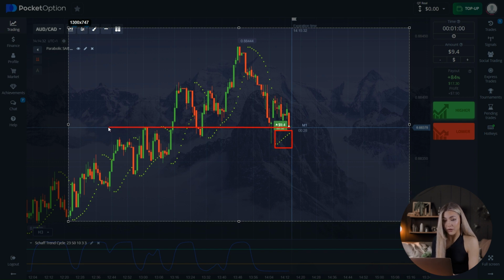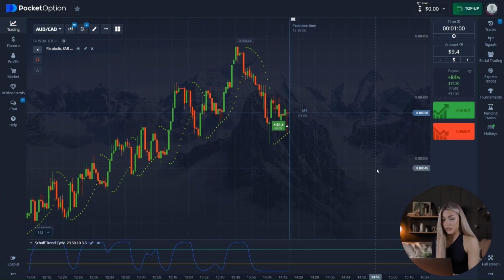At this mark, there is a support level. I waited for the chart to dip to it and open my position right from the level, expecting a bounce. All right. And notice the Schaff Trend Cycle is currently in the oversold zone. This signal conflicts with the Parabolic SAR's indication, but this oscillator has a trick up its sleeve.